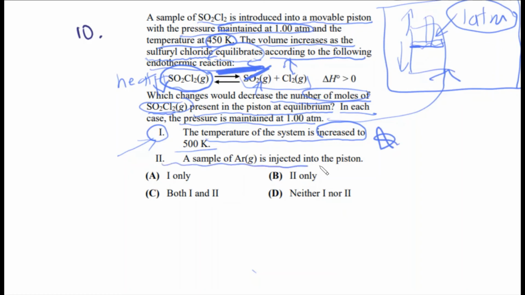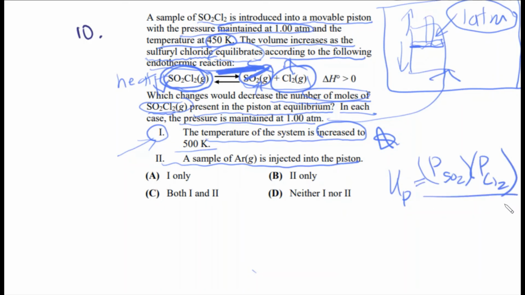Now number 2 is complicated. A sample of argon gas is injected into the piston. At first, you're like, well, if I add argon gas, it's not going to increase the pressure of any of these 3 reactants or products. Therefore, it is not going to change the equilibrium, and therefore, nothing's going to happen. Because if we write the equilibrium, we could say Kp is equal to the pressure of SO2 times the pressure of Cl2 all over the pressure of SO2Cl2. And the thing is, this is at equilibrium right now.